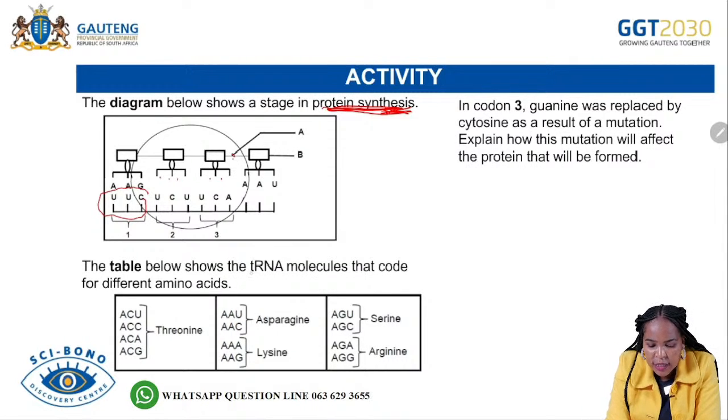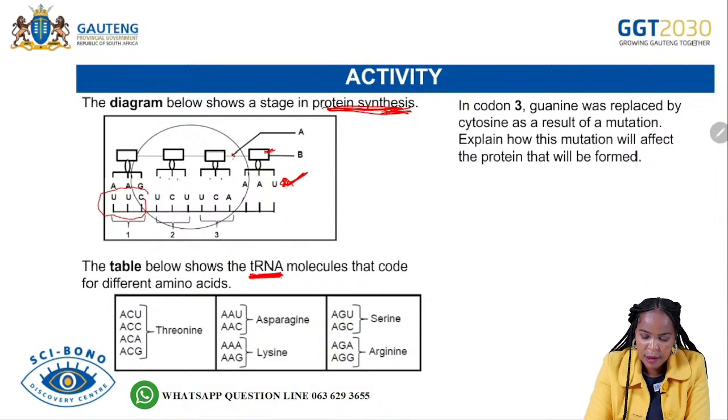Remember, when you get the table of the amino acids, you must always check in what form they are given. So here it says the tRNA molecules that code for different amino acids, meaning the name of the amino acid here is going to be given by this tRNA, the triplets on the tRNA molecules, which are your anticodons. Now let's come to the question.